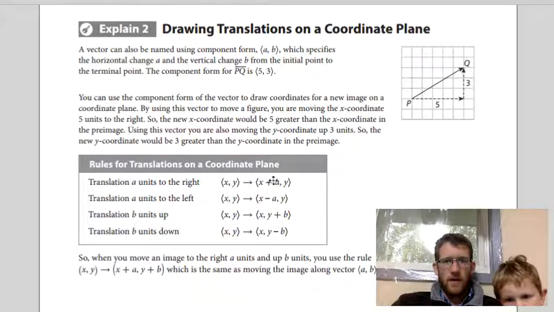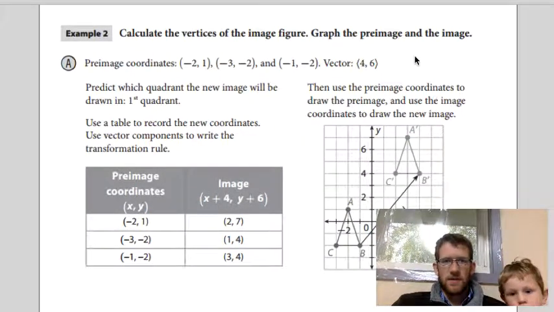Just be aware that if you translate something to the right or the left, that x value will change appropriately, and if you go up or down, that y value will change appropriately. So be aware of that. We'll do some examples here.